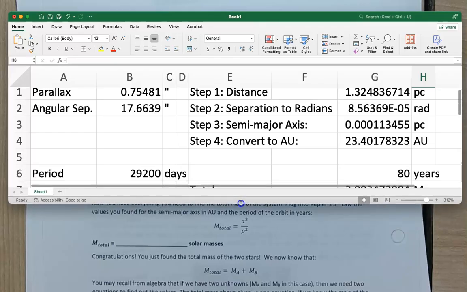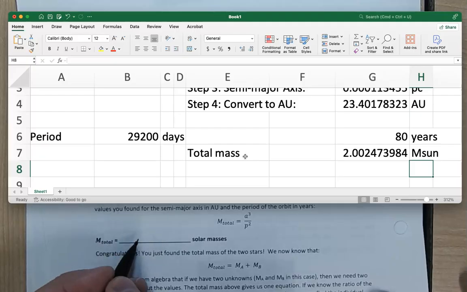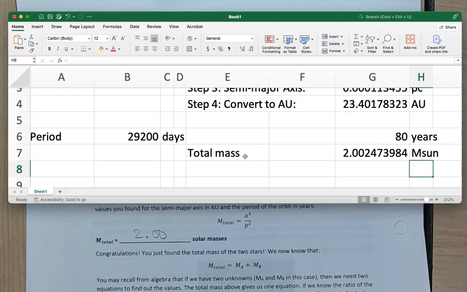Okay, so I'm just going to round that. What's the total mass? The total mass is 2.00 solar masses. The mass of star A plus star B is twice the mass of the sun.